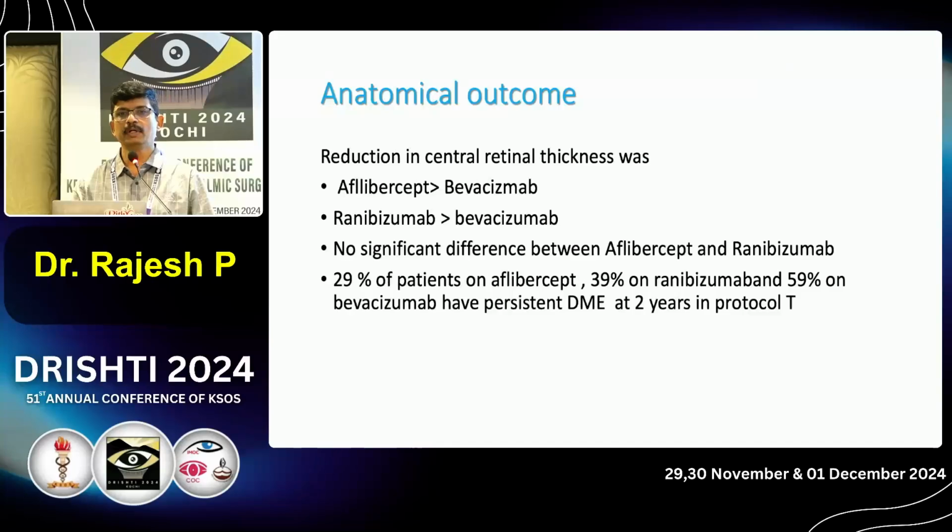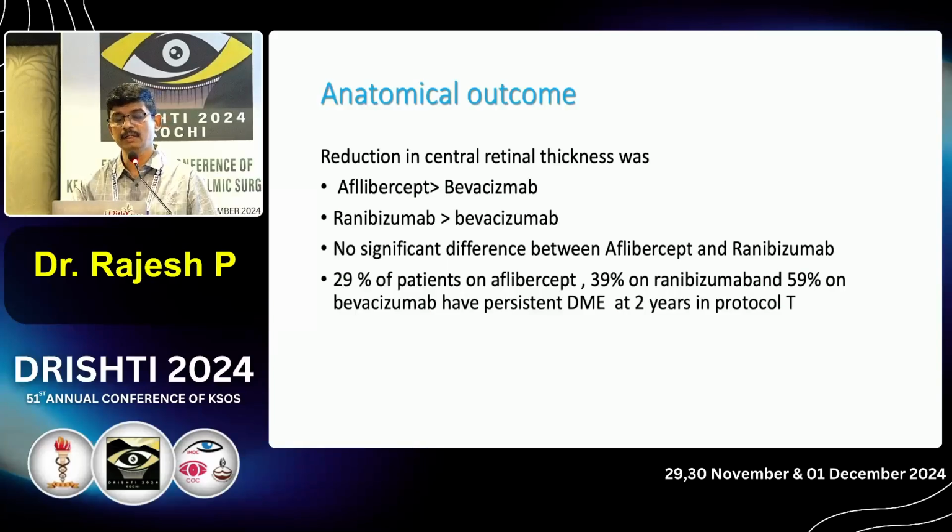Again, if you look at the protocol T anatomical outcome, you can see that the reduction in central retinal thickness was better with aflibercept compared to bevacizumab, and it was also better with ranibizumab compared to bevacizumab. So it shows that there was not much difference between aflibercept and ranibizumab. Around 29% of patients on aflibercept, 39% on ranibizumab, and 59% on bevacizumab had persistent diabetic macular edema at 2 years in protocol T.